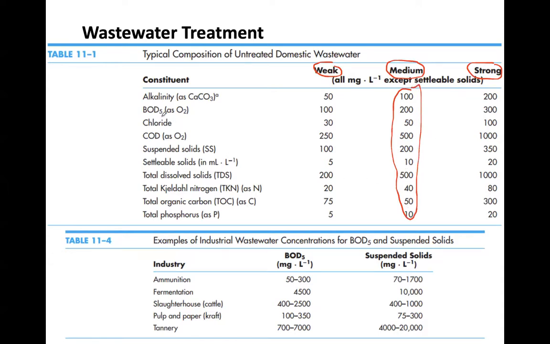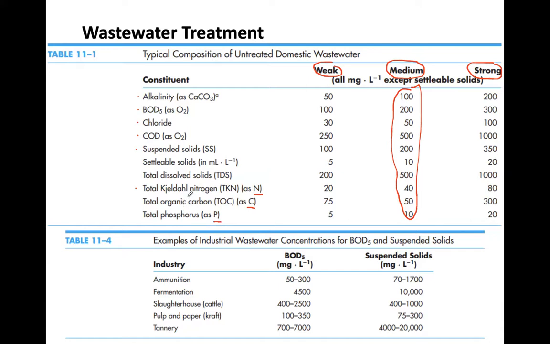So actually people do a lot of measurements in terms of all the different, let's say, physical or chemical properties. Let's say the alkalinity, BOD5, chloride, COD, suspended solids, right? So for example, nitrogen here, right? Carbon, phosphorus.